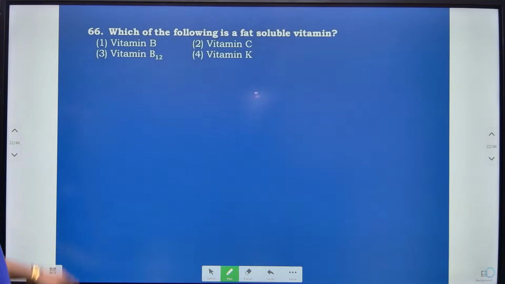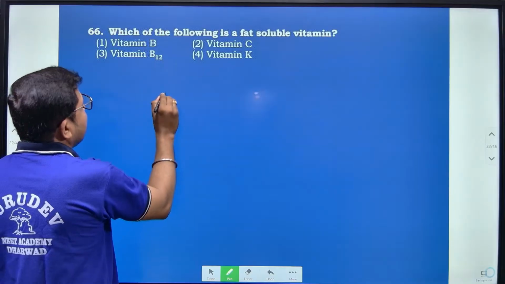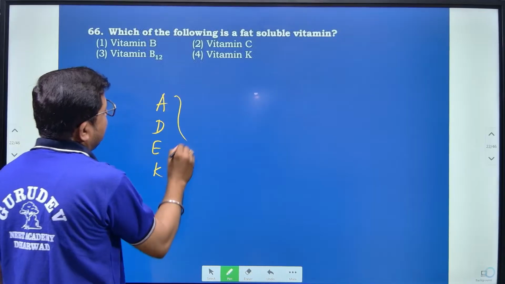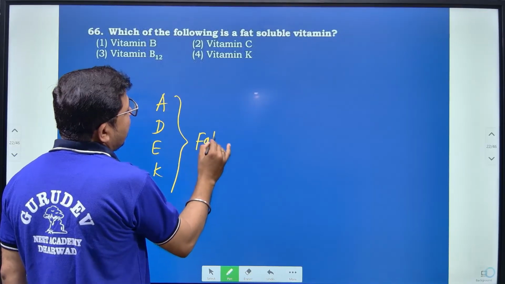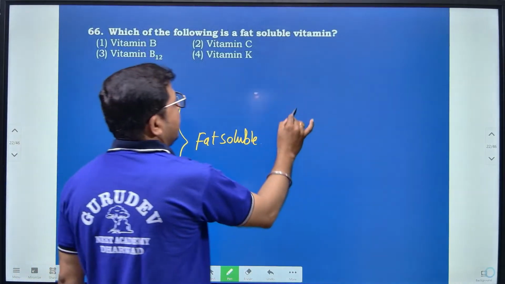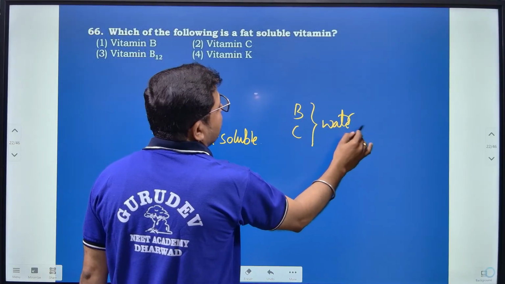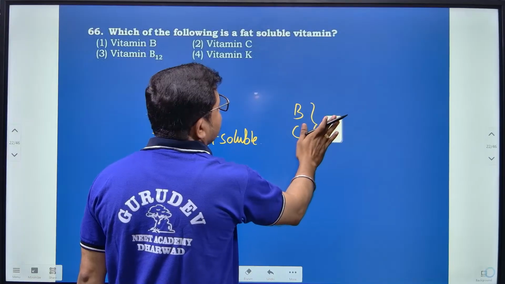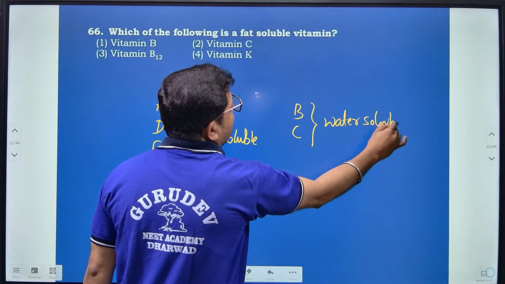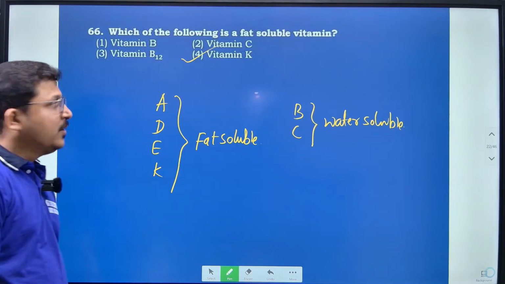And move to the next question. Which of the following is a fat soluble vitamin? Simple. Vitamins A, D, E, K are fat soluble, and B and C are water soluble. Therefore, the right option is option number 4.